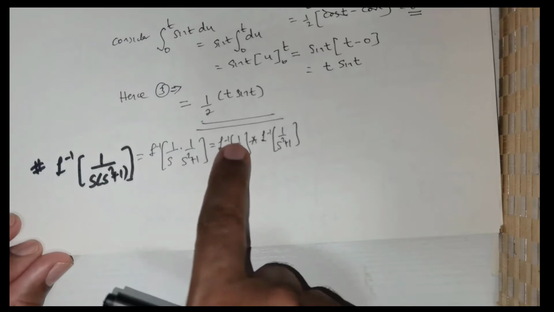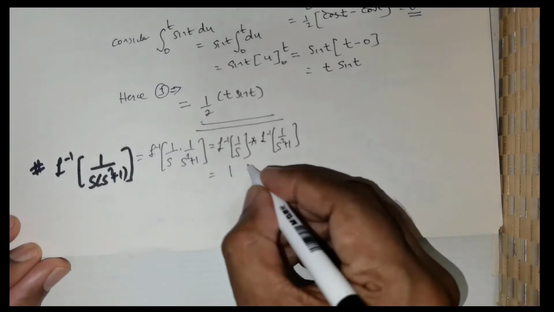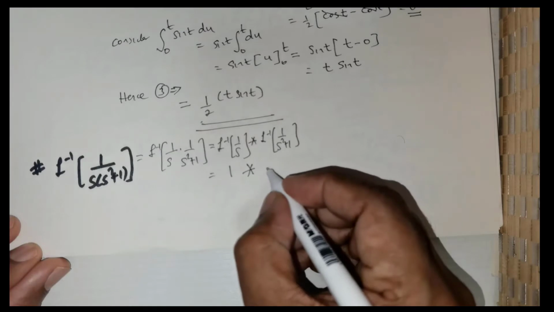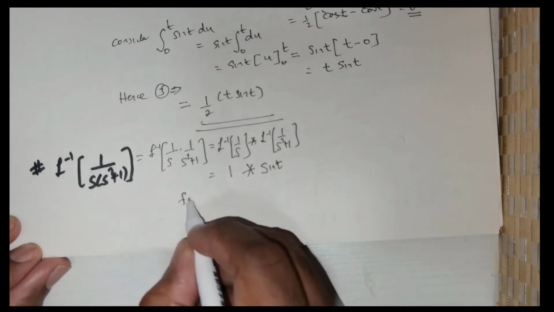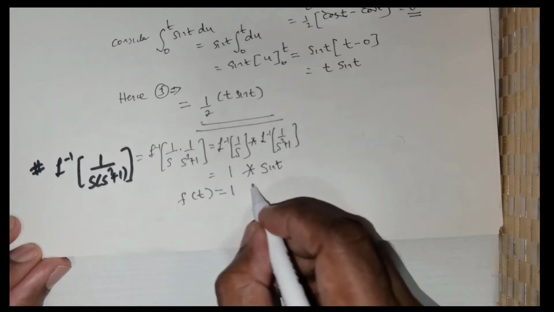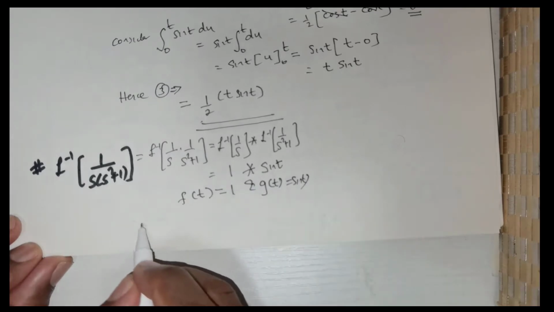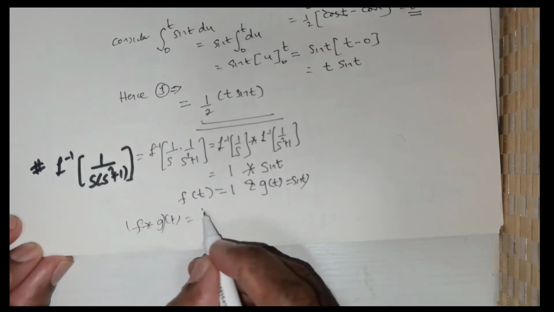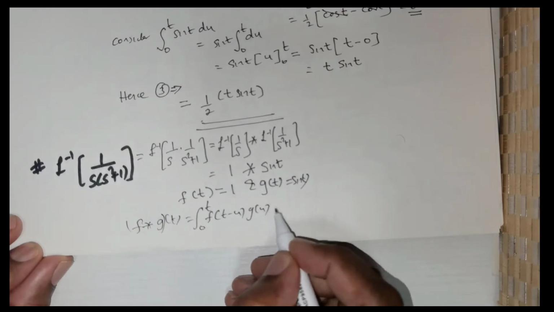Now L inverse of 1 over s is going to be equal to 1. So that has to be convoluted with L inverse of 1 over s squared positive 1. That is going to be my sine t. Now you can take f of t to be equal to 1 and g of t to be equal to sine t. Now if you want to convolute f star g of t, I'm going to be using integral 0 to t f of t negative u times g of u times du.